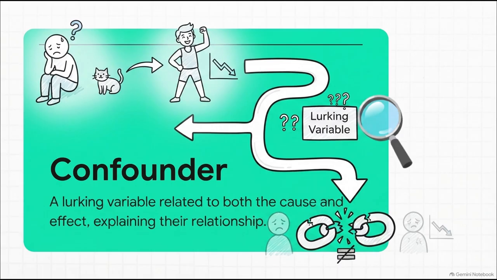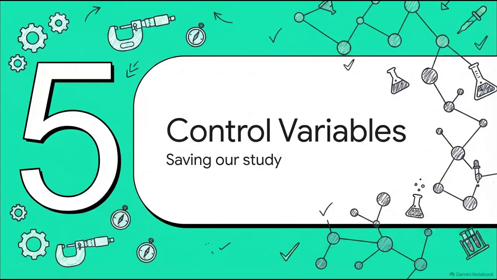And the really scary thing about confounders is that because they aren't included in the original hypothesis, they usually aren't measured, making it completely impossible to know their true effect. Section 5. Controlling the research environment.